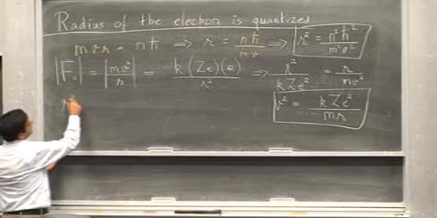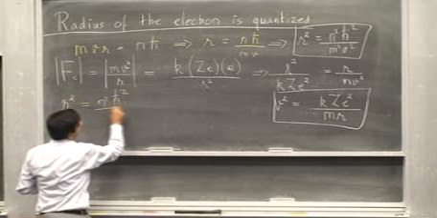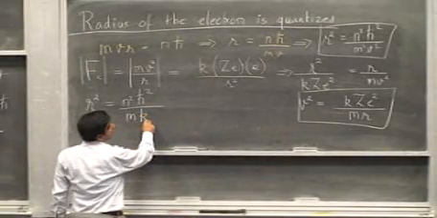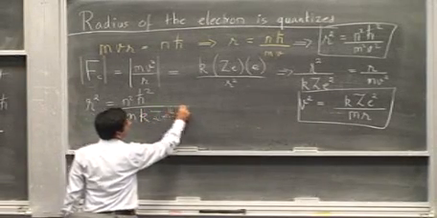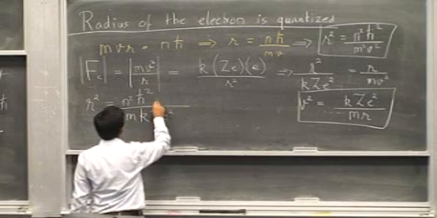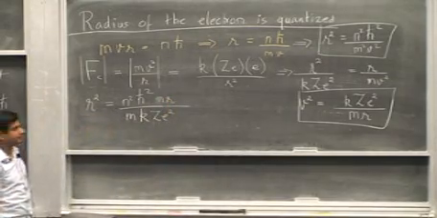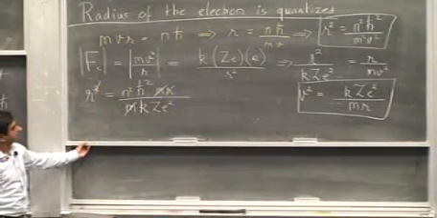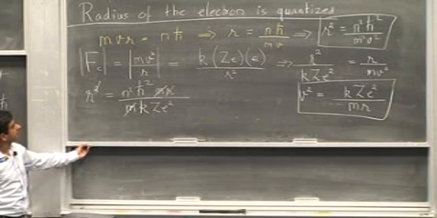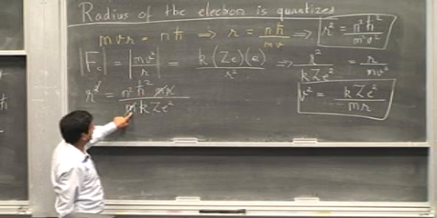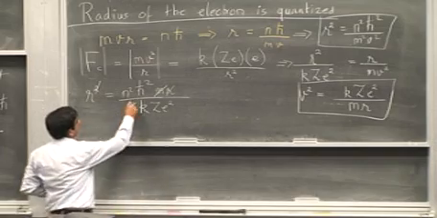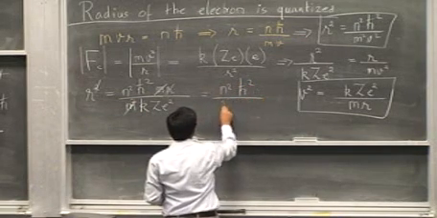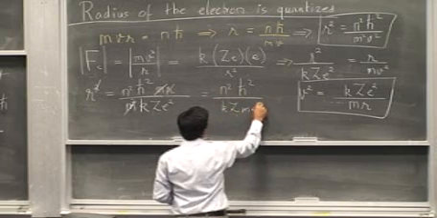So r squared turns out to be n squared h bar squared over m squared v squared, which is k z e squared over m r. The m's cancel out, this r goes away. R squared is n squared h bar squared over m, right? Okay, sorry. So I have n squared h bar squared over k z m e squared, right?